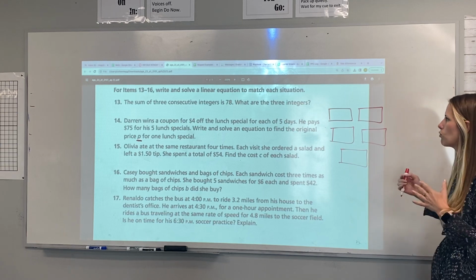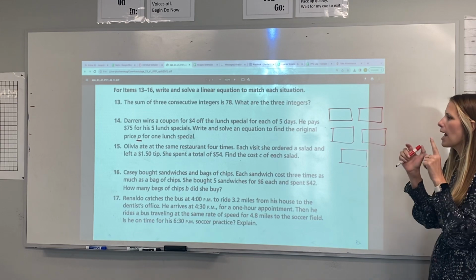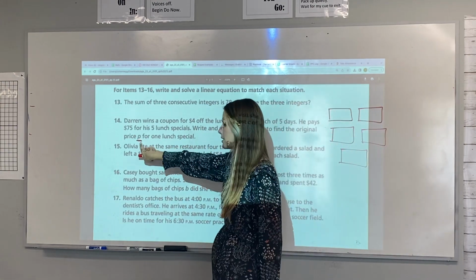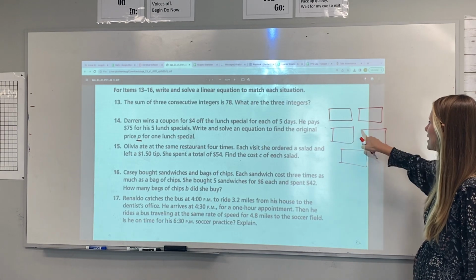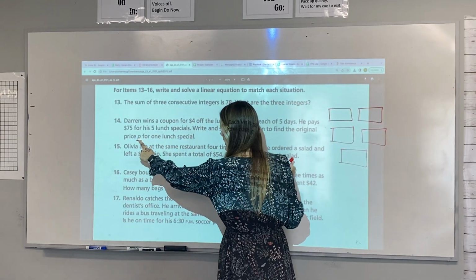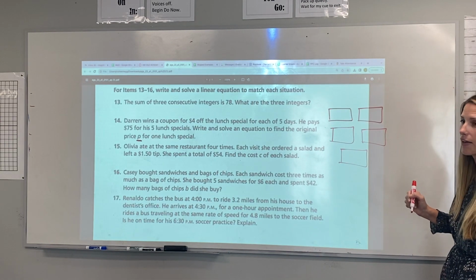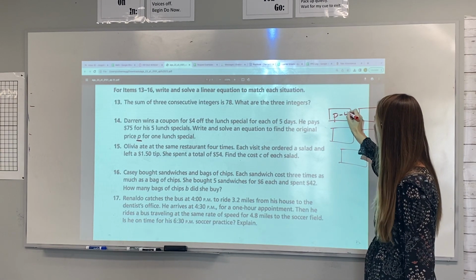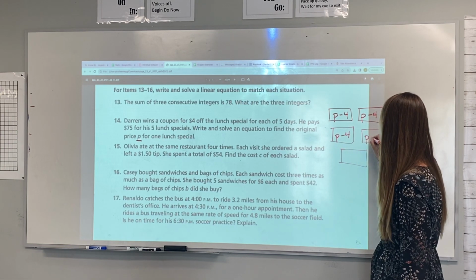I'm gonna let these boxes represent the discount that he paid, okay? The discount. But how can we represent that discount using the original price P? Callie, could you tell me how I can represent each of these discounted lunch specials by using the original price P and the other information in here? Yes, good. The price that he pays is the original price minus $4. How many times? 5 times. Good.